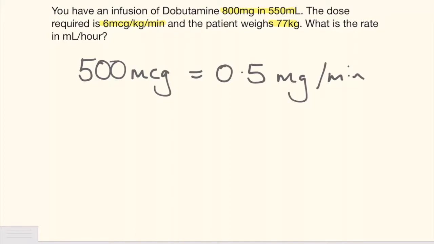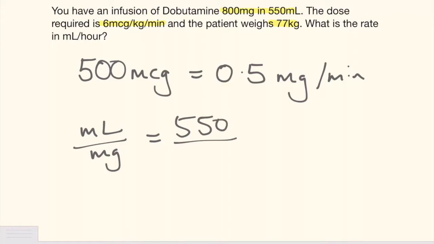Then, because the rate is given as 800 milligrams in 550 mils, I want to know how many milliliters per milligram, right? Because I need to give the rate in milliliters per hour. So I want to know how many milliliters per 1 milligram. Okay, so what I'm actually doing is milliliters per milligram. When you say how many milliliters in a milligram, you can write it like this: milliliters over milligrams. So we take the milliliters figure, 550, and write it over the milligrams figure.